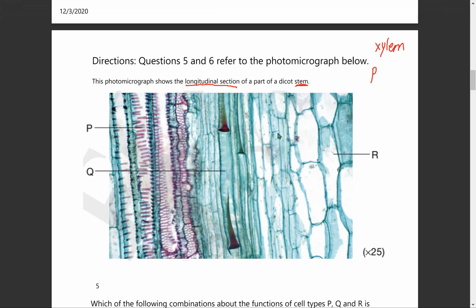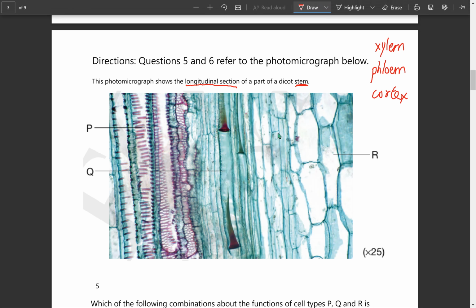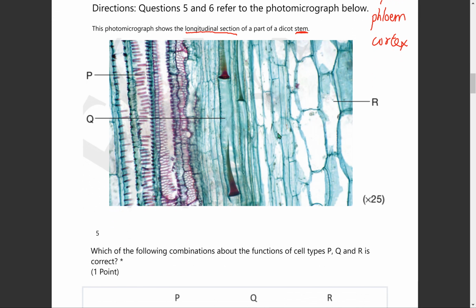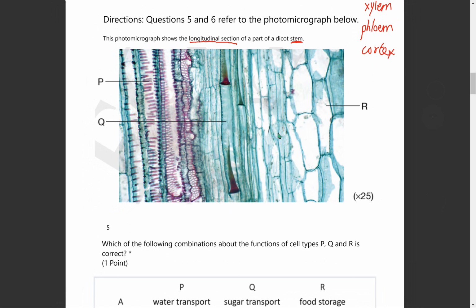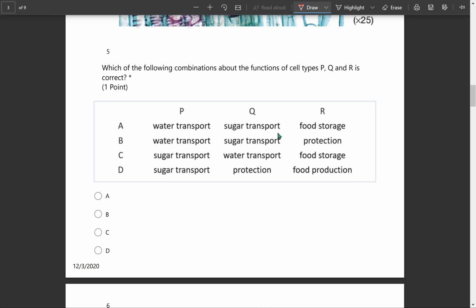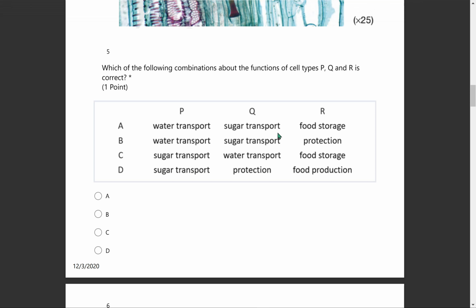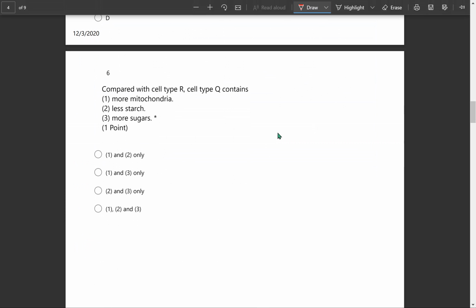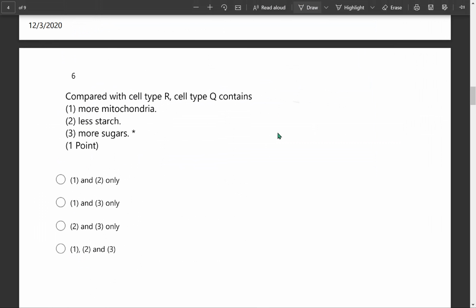I'm giving you enough hints. So deduce by yourself: is P a xylem, phloem, or cortex, or is it Q or R? With the correct identification, you should have no problem with question 5. Just find the correct combinations of the functions of them. Then question 6 would be the tricky one.